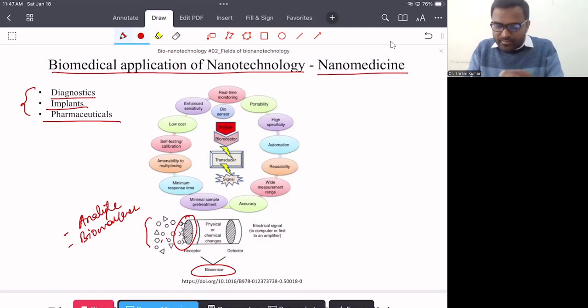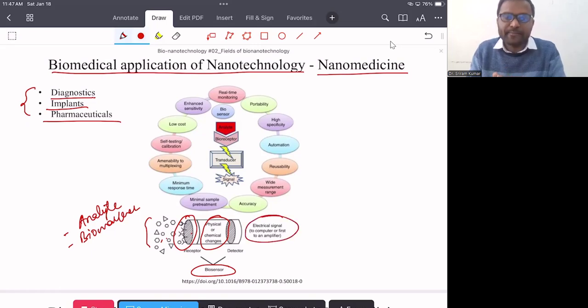And if that combines with the biosensor, there may be a physical change or maybe a chemical change in this biosensor. And based on that physical or chemical change, there will be a change in the electrical signal. So based on that change in electrical signal, we can quantify how much analyte is present there.